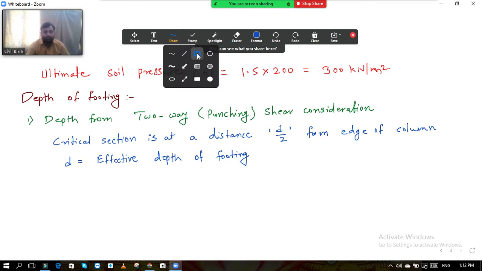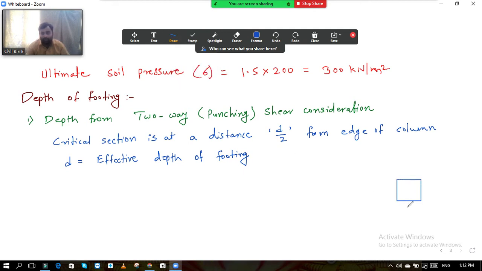Okay, so first of all I will draw the diagram over here so that it is easier for you to understand. So now let us see that this is our column. Here I will draw the column. What are the dimensions of this column? It is 0.3 meter by 0.5 meter. Then I will draw the footing, like this. And what are the dimensions of this footing? This is 2 meter and this is 3 meter.